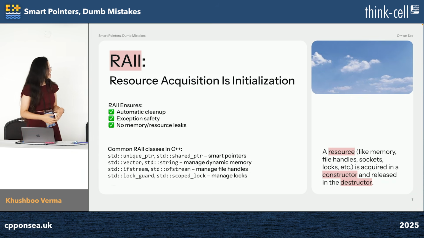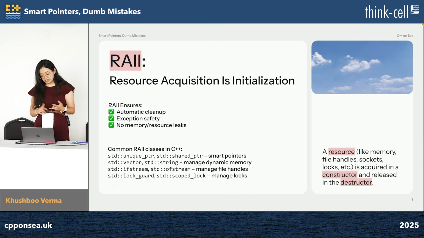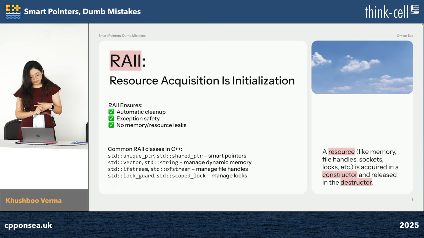So we all know that any resource, whether it could be memory or sockets or files or locks, needs to have a constructor and a destructor. And what happens in RAII is that it ties the resource management to the object's lifetime. So once the object goes out of scope, it automatically does the memory cleanup for us.